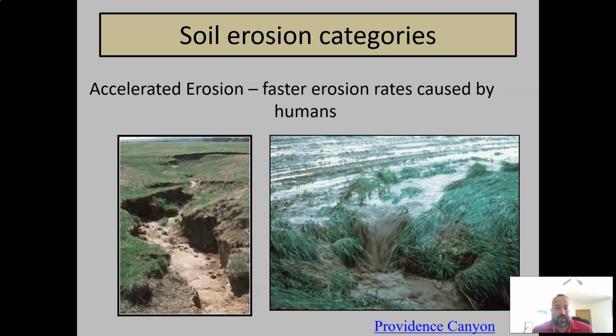Accelerated erosion, this is going to be more anthropogenic, so more human-caused acceleration issues. So these are faster erosion rates that are caused by humans. So a good example of this is the video that I have down here at the bottom. If you click that one, the one titled Providence Canyon, that'll talk about a place in Georgia that they call the Little Grand Canyon.